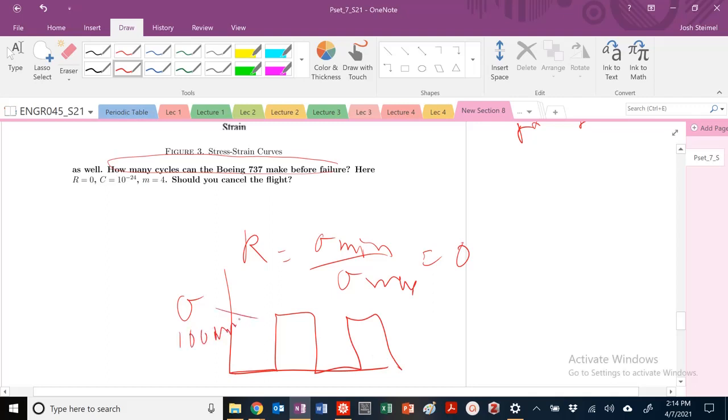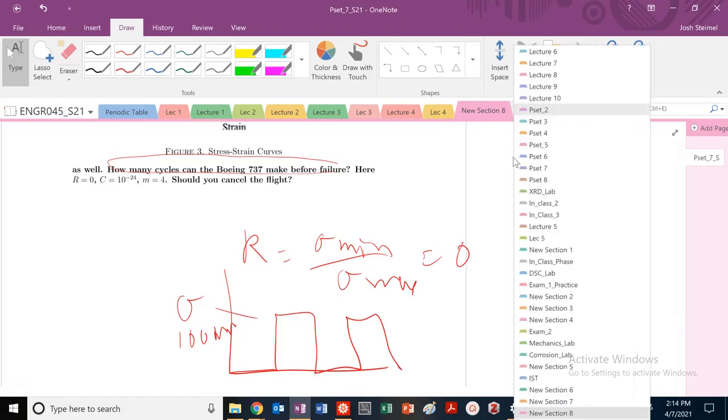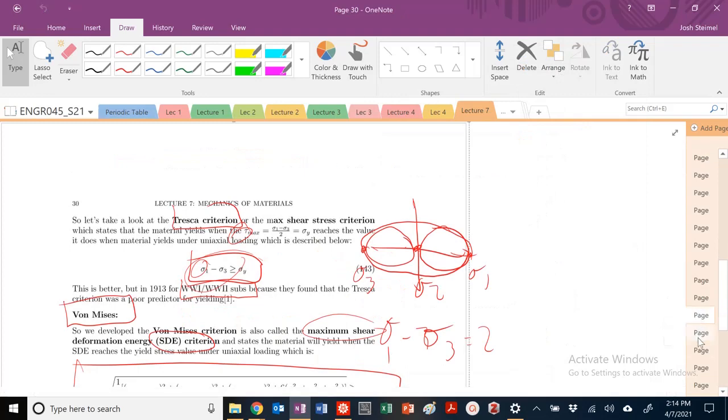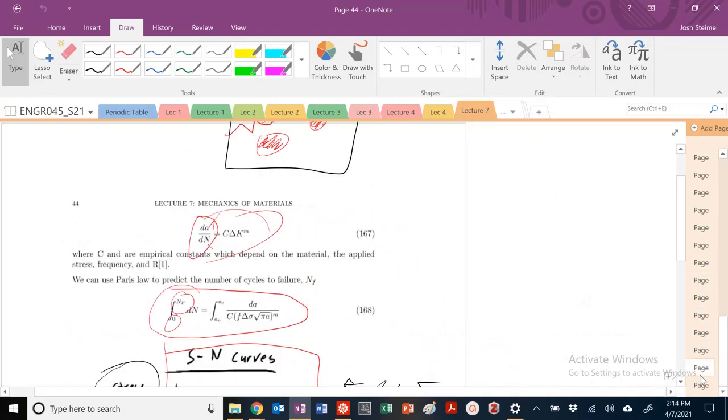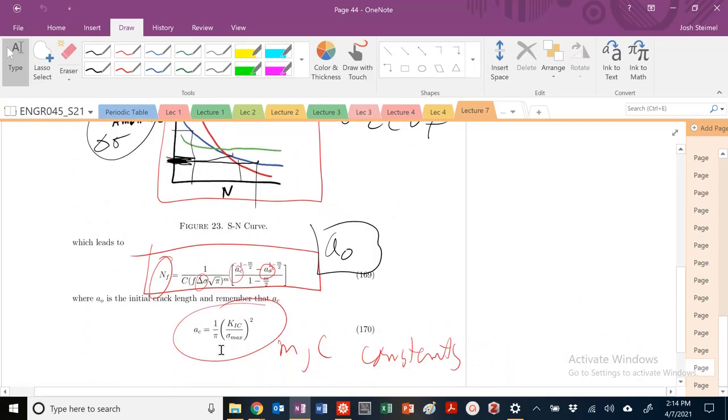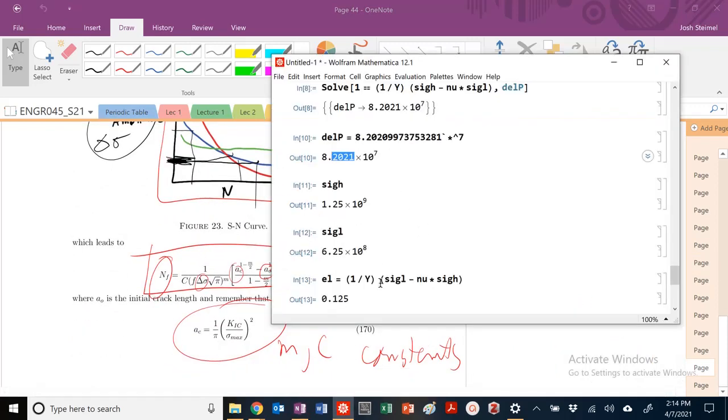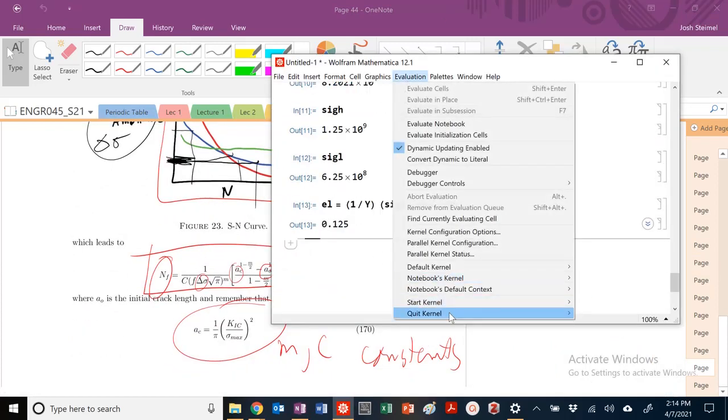So let's go back through our lecture notes. We're given K1C, so let's go back to here. Let's go to the end. You know that for our K1C, we have an equation for our critical crack length as a function of K1C. So I'm going to quit everything.